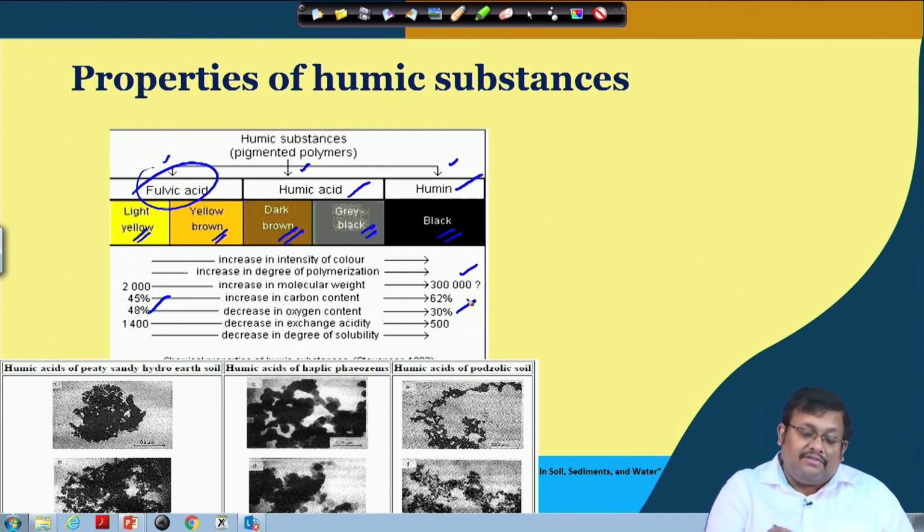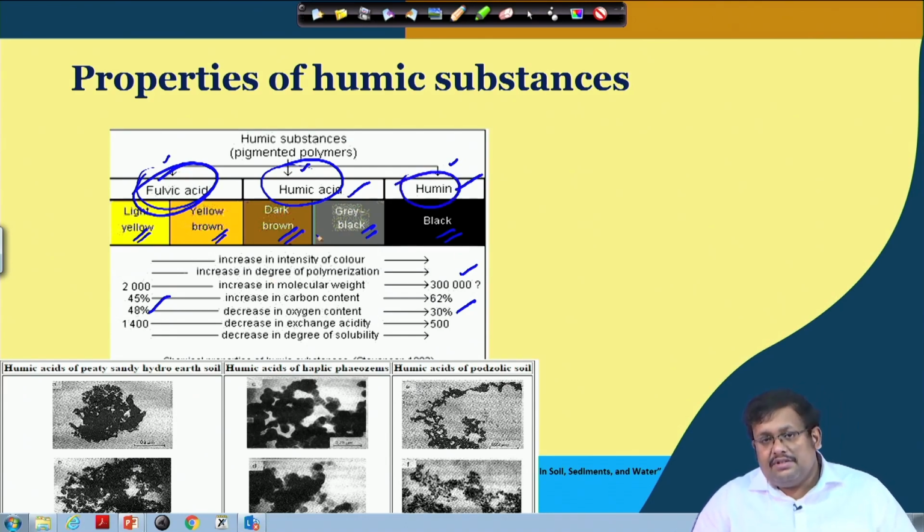And also the fulvic acid is the soluble fraction of humic compounds. Their degree of solubility decreases from fulvic acid to humic acid to humin, and this fulvic acid is the soluble fraction. The humic acid is insoluble in acid. However, this humin is a typically insoluble fraction. This fulvic acid can be soluble in both acid and alkali. However, humic acid can be soluble only in alkali, and humin is a non-soluble fraction.